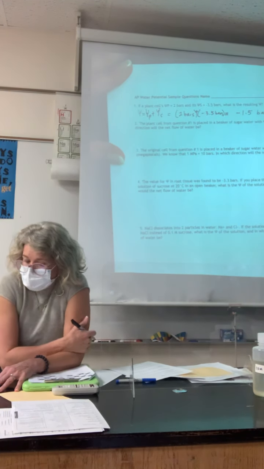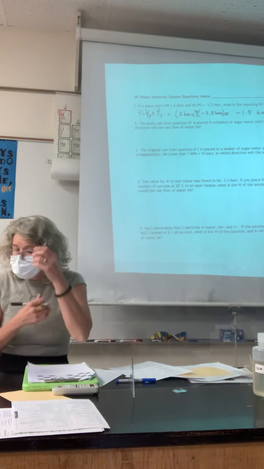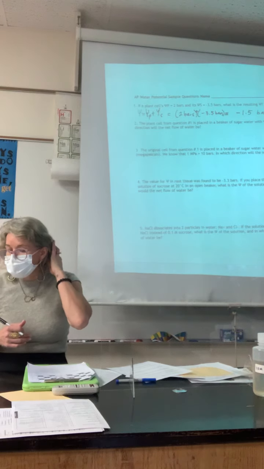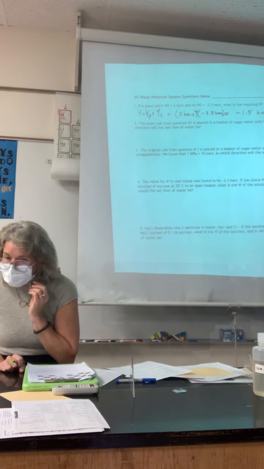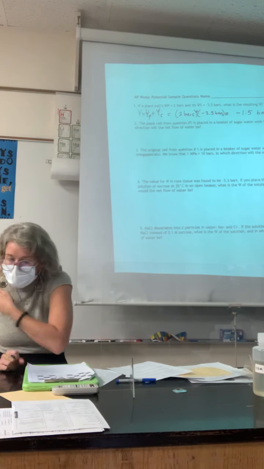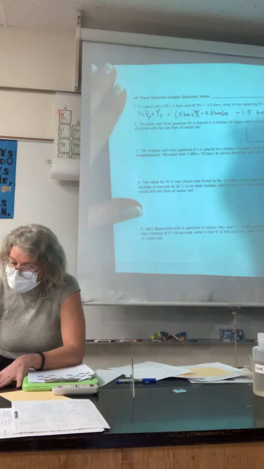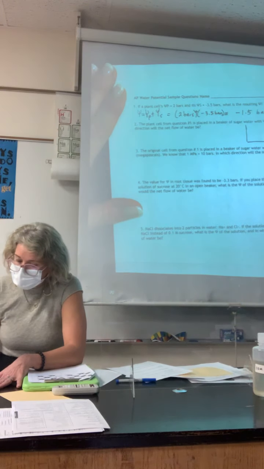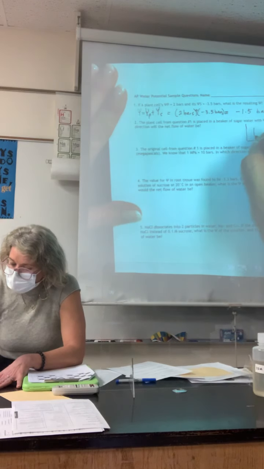Next story problem is, the plant cell from question number 1 is placed in a beaker of sugar water with a solute potential of negative 4 bars. In which direction will the net flow of water be? So I strongly suggest when you're doing these problems to write out a visual. Okay, so give yourself a container. There's my beaker. Doesn't have to take very long. And then put your cell inside of that beaker.